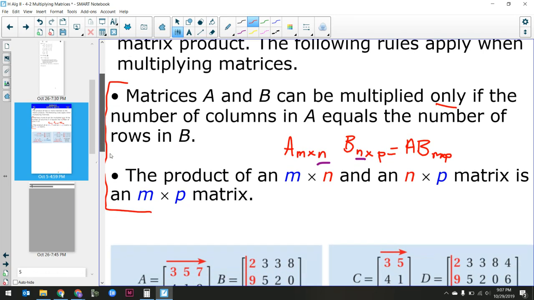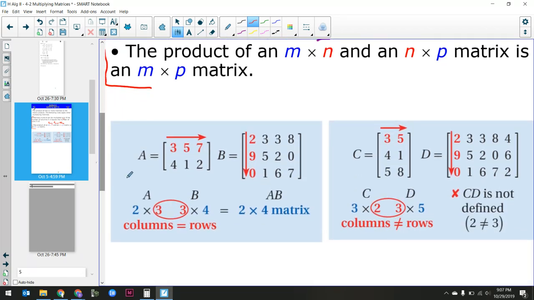Take a look here. I'm just going to give you some examples and non-examples, okay? So A times B, a 2 by 3 times a 3 by 4, it will work. The matrix product will be a 2 by 4 matrix. C is a 3 by 2, 3 rows, 2 columns. D is 3 rows, 5 columns. Notice how these numbers don't match. I can't multiply them, okay?